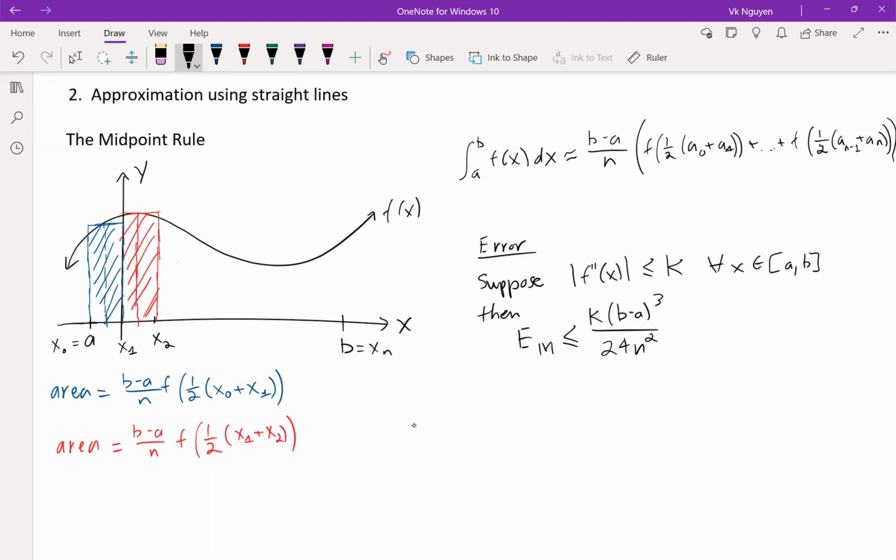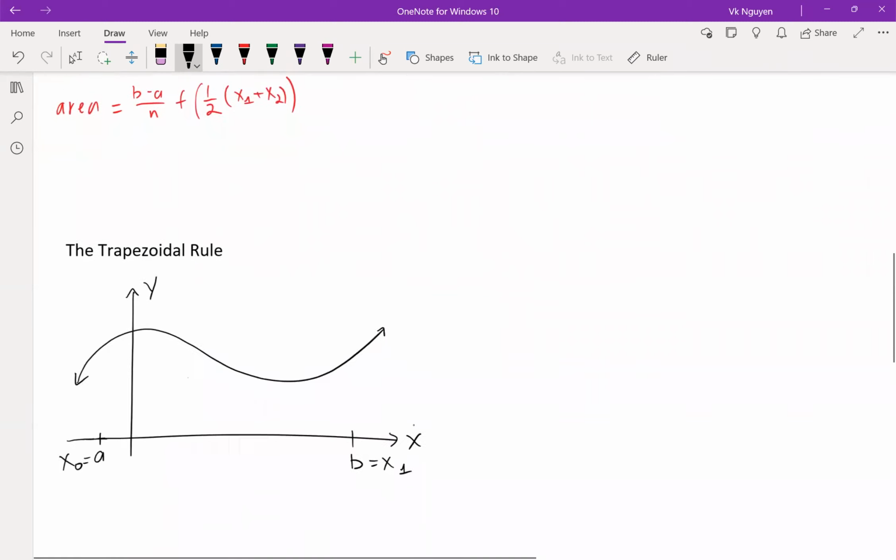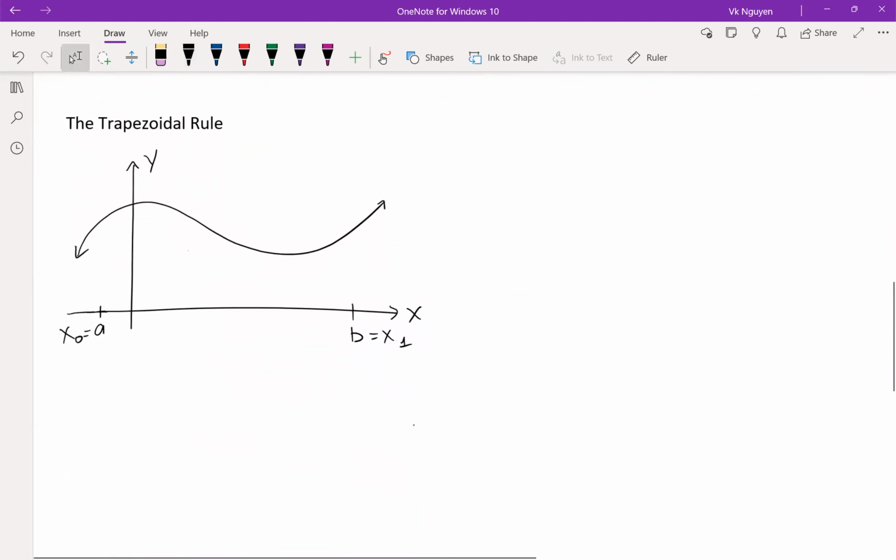The second method of using straight lines is called the trapezoidal rule. To calculate the trapezoidal rule, that is what we do. We just have to create a trapezoid. x sub 0, here comes x1. And we create a trapezoid.